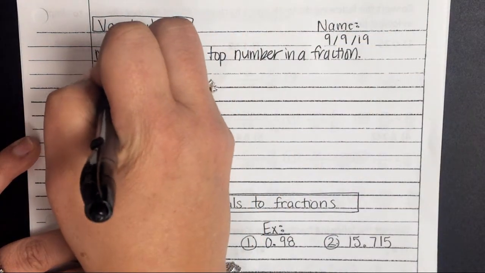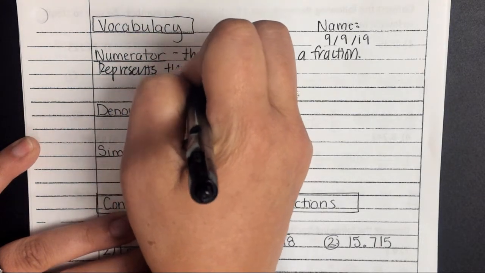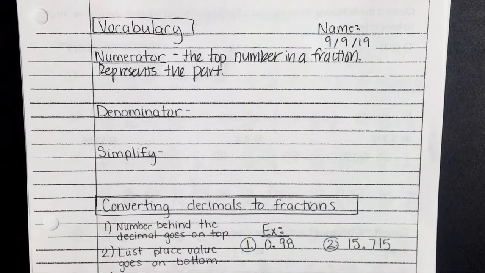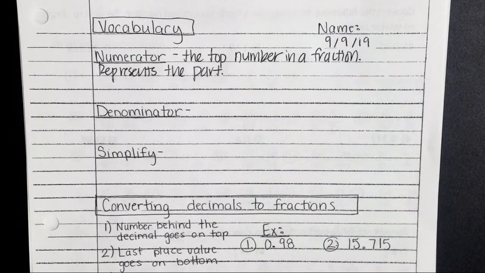The numerator represents the part. And let me explain to you what that means. If we had a pizza that had 8 slices, and you ate 3 of those, the part that you ate would be 3 out of 8. So the top number is going to represent the part. The 3 eighths, 3 would represent the part.